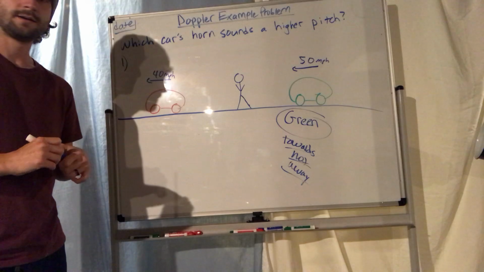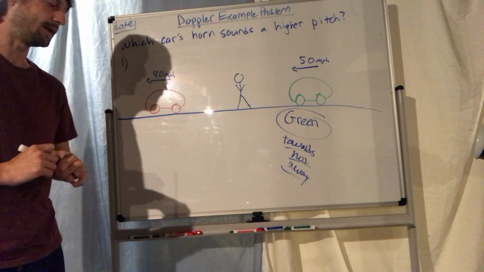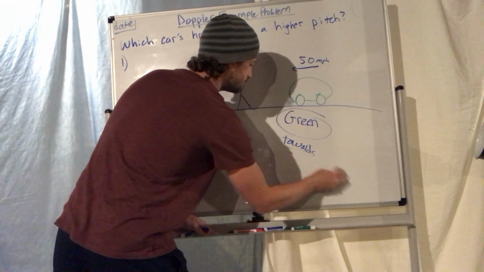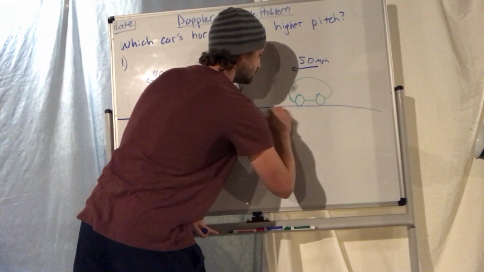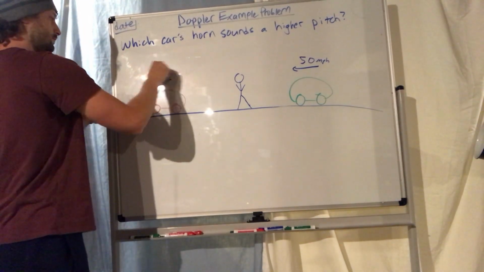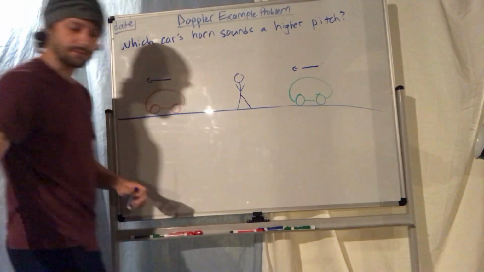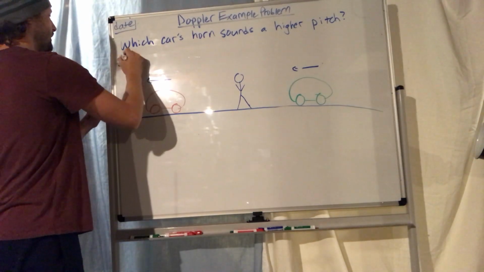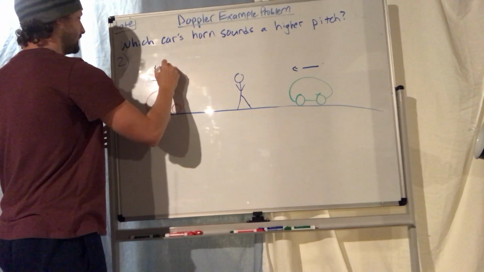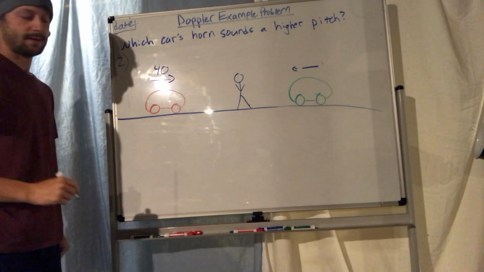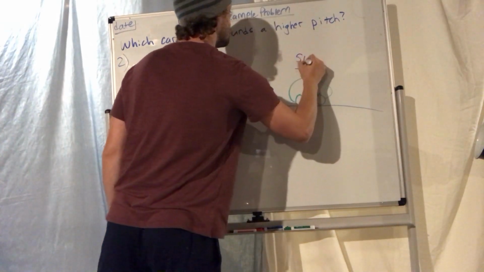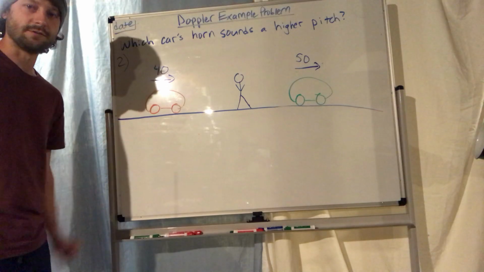You can pause, and we'll write down number two. For number two, redraw the diagram, now with 40 to the right this time for the red car, and 50 to the right for the green car. I'll pause and you can redraw it.